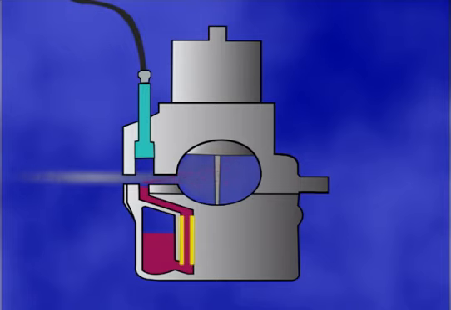An enrichment circuit works best with the carburetor slide closed. High vacuum behind the closed slide can then easily draw air and fuel through the enrichment circuit.